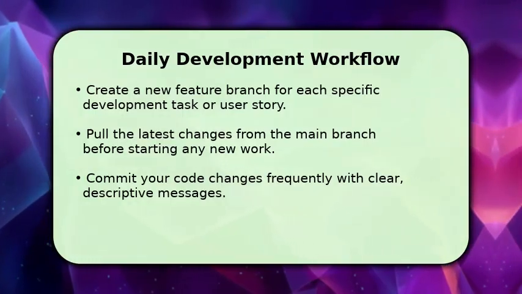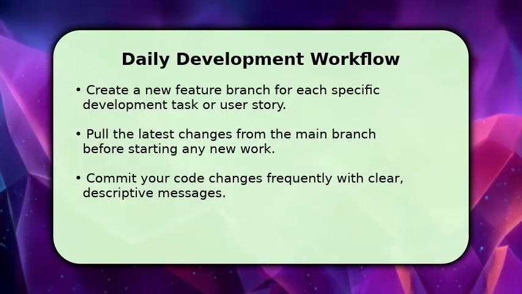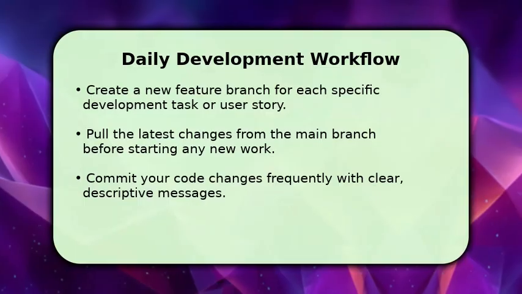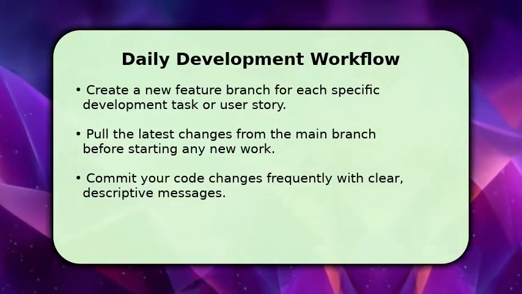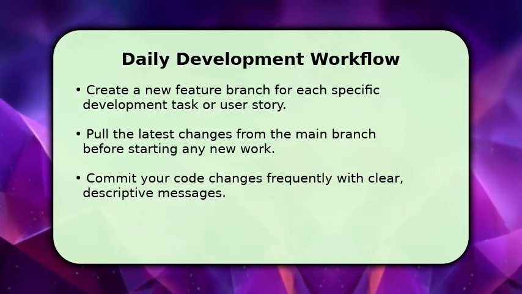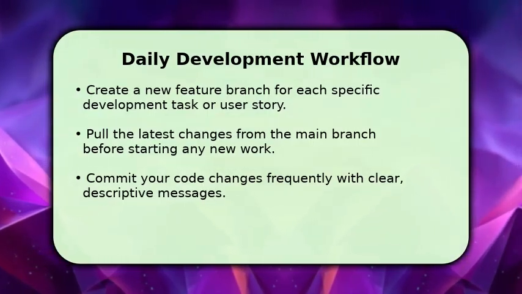Before starting any work, pull the latest changes from the main branch to ensure you are working with the most current code. Commit your code changes frequently with clear, descriptive messages, providing a detailed history of your progress. Once your work is complete, push your feature branch to GitHub and create a pull request, initiating the code review process.